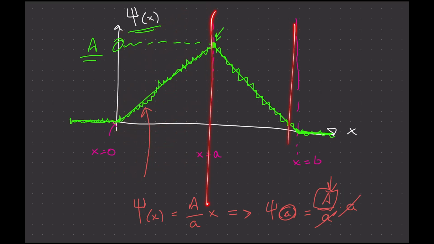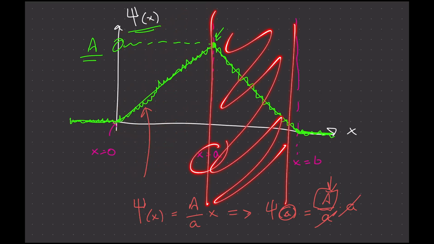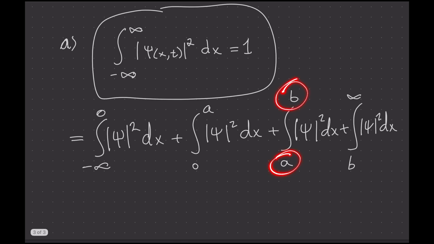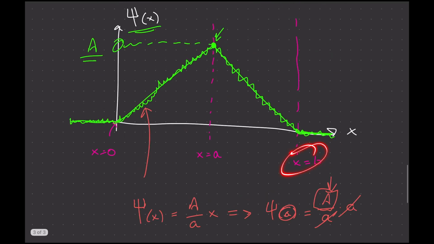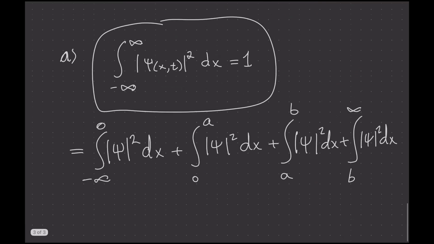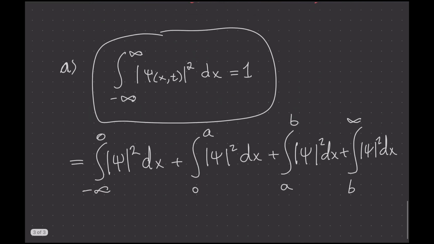Over here we have region 3. It starts from A and goes to B. That is region 3. And region 4 goes from B all the way to infinity. And this is 0. So pictorially, this is what it looks like.